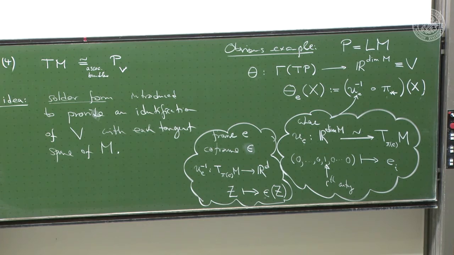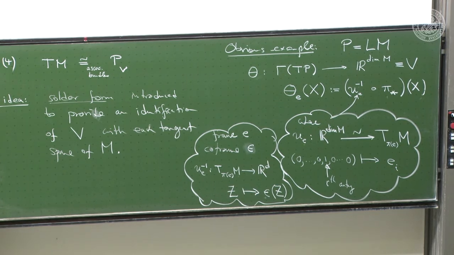Okay, so this is the solder form in this case, and that's the canonical solder form on the frame bundle. So now that we have an example for a solder form in this case, in other cases you might provide it by extra structure. You can make the following definition.